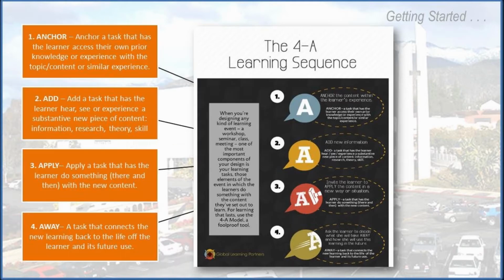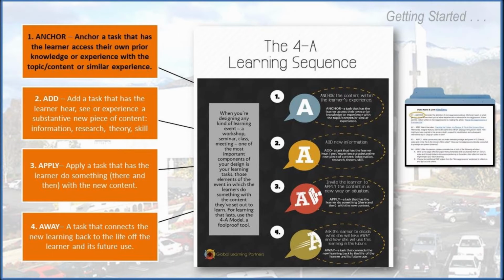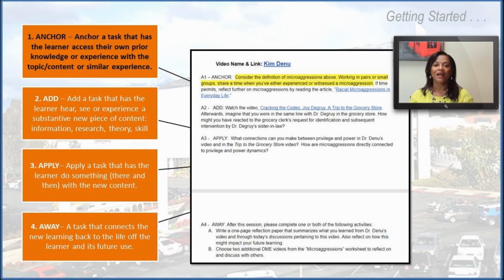The 4A sequence starts with Anchor, in which the learner accesses their own prior knowledge or experience with the topic at hand. For this activity, participants will work in pairs or small groups. Ask them to review the definition of microaggressions at the top of the page, and then share a time when they had either witnessed or experienced firsthand a microaggression.